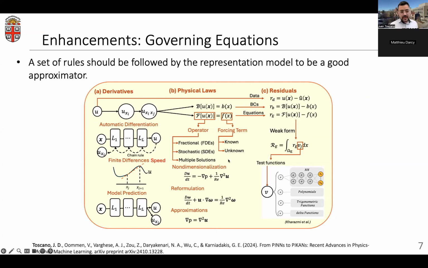One way that you can improve this part would be, for example, non-dimensionalization. This is quite important for convergence. If you don't non-dimensionalize it, there will be many times where your model will not converge. You can also reformulate it. For example, in this case we're using the vorticity formulation, and one of the reasons is that now we have one less output, and we don't have to predict pressure. Another way would be, for example, this approximation.